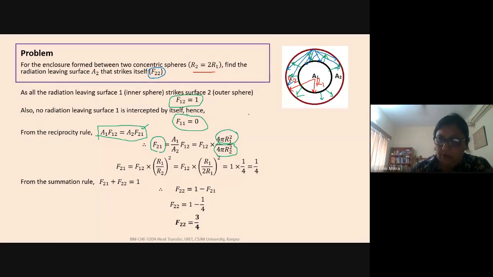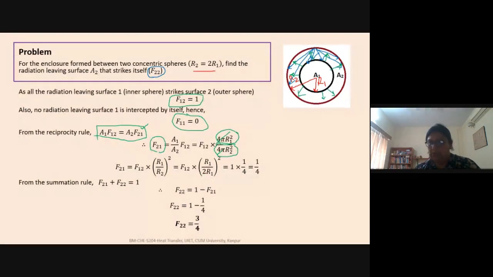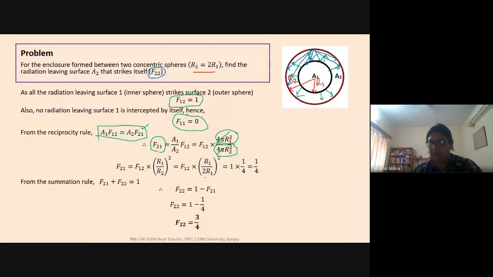Now 4 pi and 4 pi can be cancelled out from here. So what we have is R1 by R2 whole square. So instead of R2, we can now write R1 divided by 2 times R1, because we are told that R2 is equal to 2 times R1. So if I now put in the value of F12 as 1, and R1 cancels out, and if you square this term, this becomes 1/4. That 1 into 1/4 is equal to 1/4. So F21 is equal to 1/4.